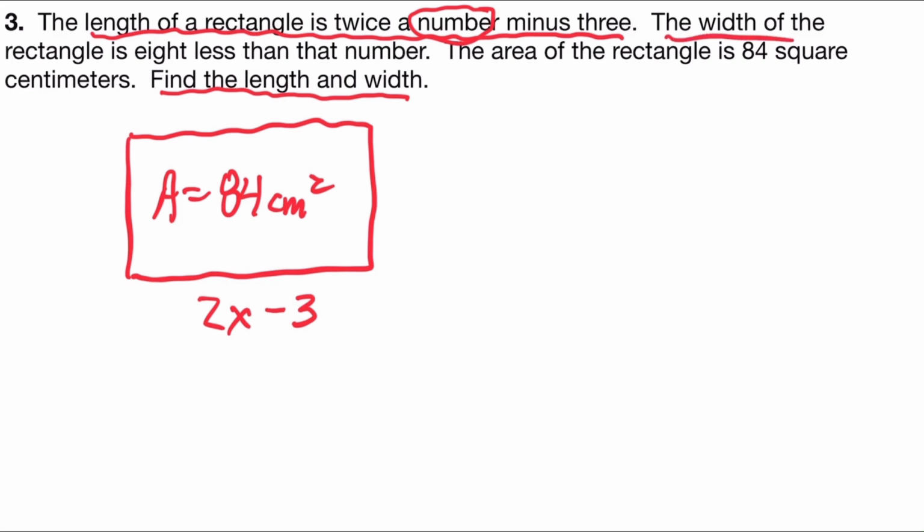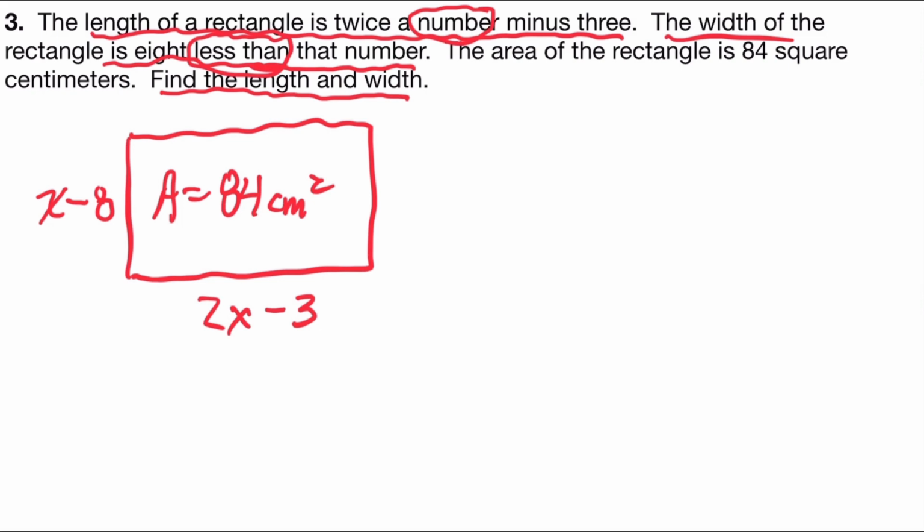It says the width of the rectangle is 8 less than that number. So that number we know is x, less than is subtraction, and the word than switches the order. So even though 8 is written first in words, it will be written second in symbols, and the x, or that number, will be written first in symbols. So the expression for the width is x minus 8.